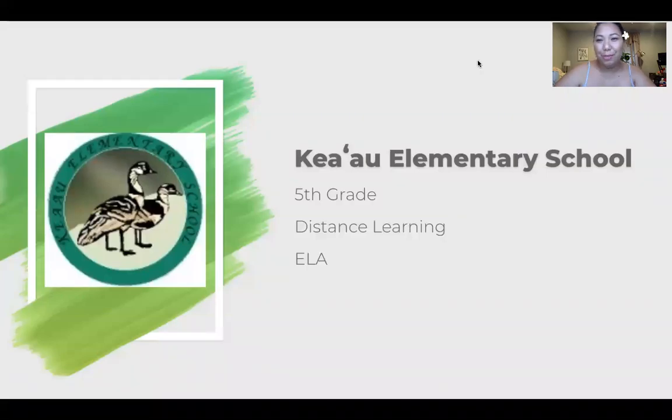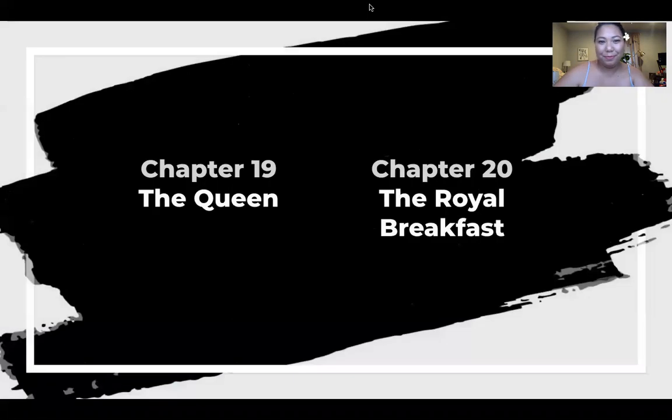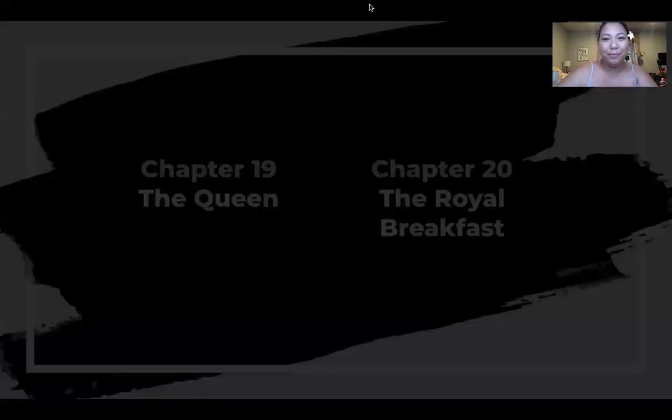Aloha, this is Kea Elementary School, 5th grade, distance learning for ELA. We're going to be doing a read aloud of the BFG by Roald Dahl. And we will be reading today from chapter 19, which is The Queen, and chapter 20, The Royal Breakfast.